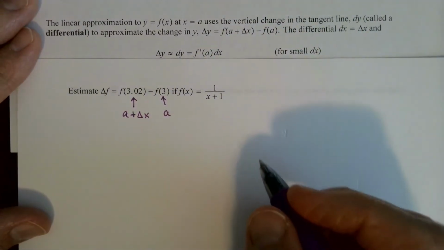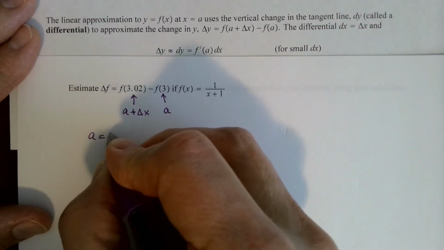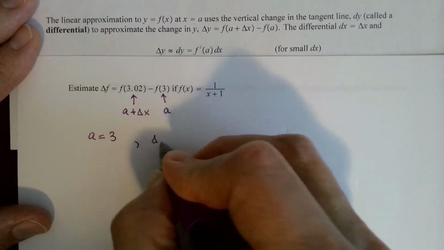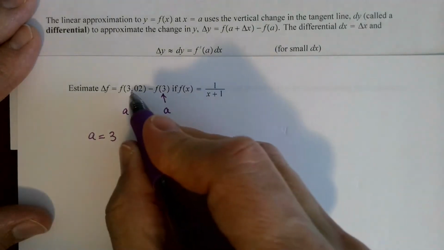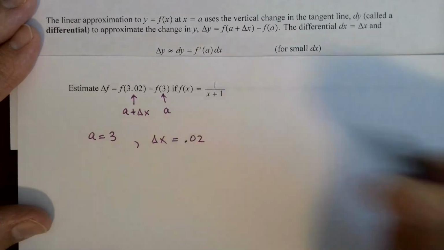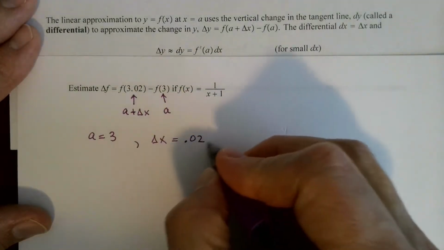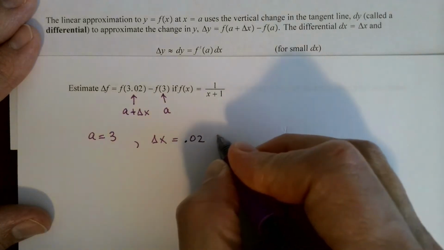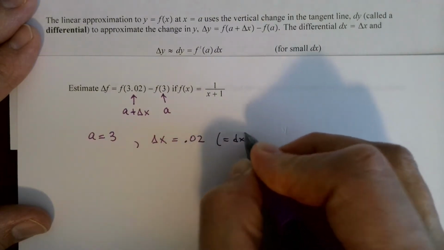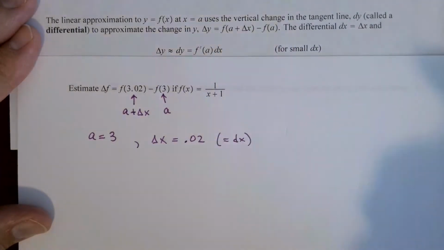So we're going to piece this together backwards. Therefore, a must be equal to 3, and my delta x must be equal to what? 3 plus what equals 3.02? Well, I need a change of 0.02. If I add that to 3, I get 3.02. This is the same thing as dx here. Remember, delta x and dx are equal to one another.